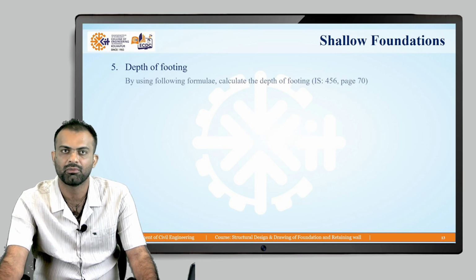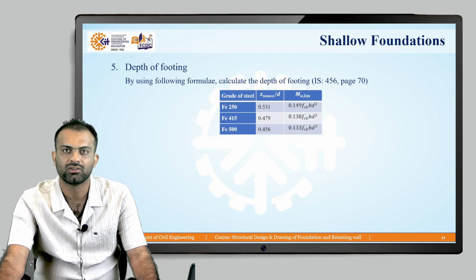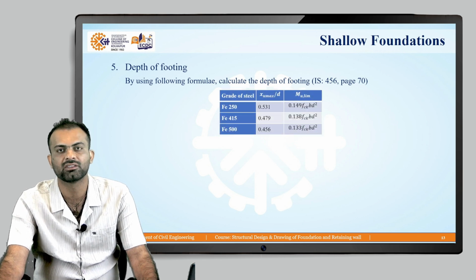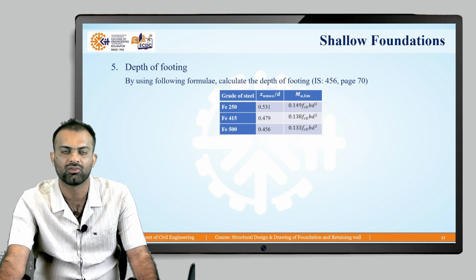So we have the maximum moment, which we are going to calculate from the bending moment profile. We have to use that maximum moment to find the depth of the footing. This you already know. Depending upon the steel we are going to use, there is an XU limit by D value in IS 456 page number 30. I already mentioned it here, so that you can check once the class is over.